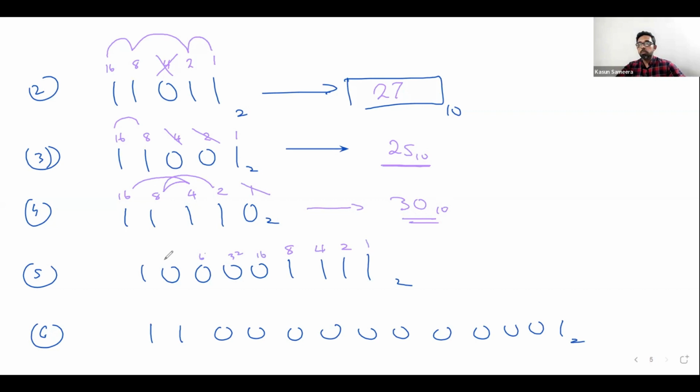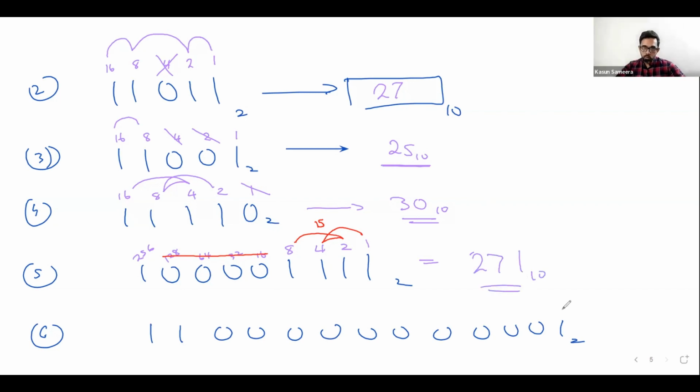1, 2, 4, 8, 16, 32, 64, 128, 256. I multiply each number by 2. Okay, you just keep multiplying by 2. Easy. Then there are 4 zeros, so we don't need these numbers. They are all zeros. Then add the rest of the numbers. 8 plus 2, 10, 14, 15. You get 15 here. 15 plus 256. What's the answer? 271, base 10.